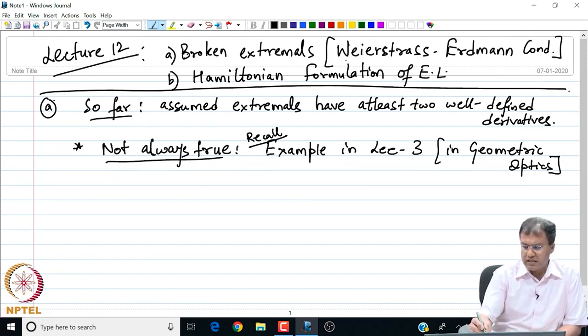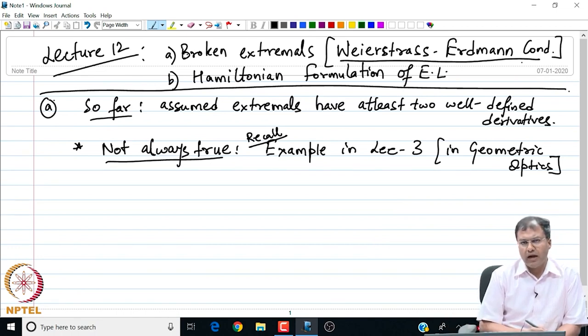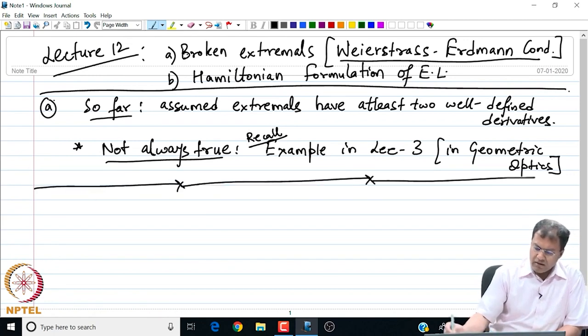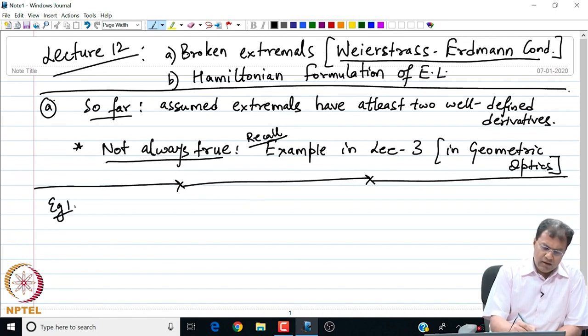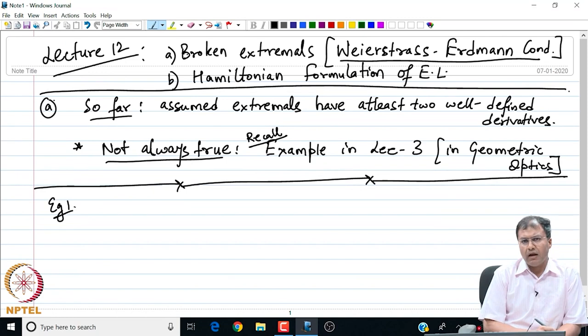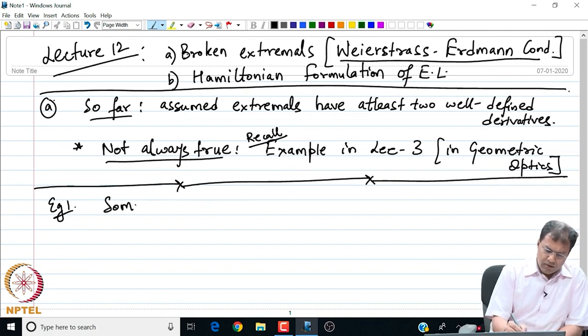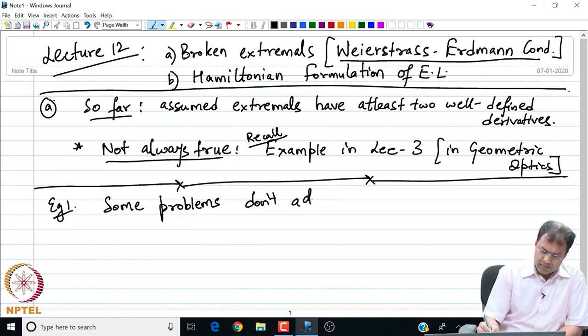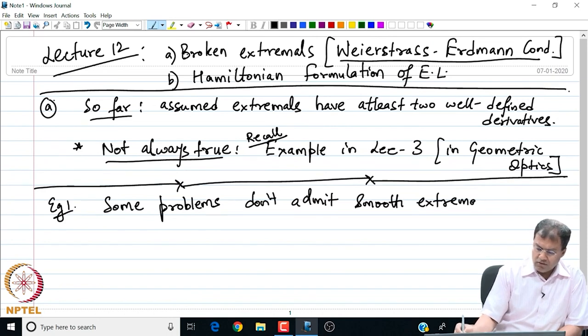Before I derive the general conditions for broken extremals, or the Weierstrass-Erdmann condition, let us look at the significance of finding these conditions, or what sort of extremals belong to this broken extremal category. Well, there are several innocent-looking functionals in which the extremals are not continuous at all. Forget about discontinuity in derivatives, they are not even continuous functions. So some problems don't admit smooth extremals.